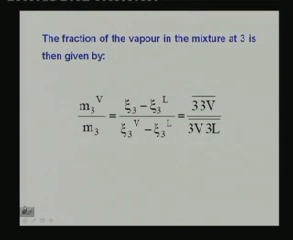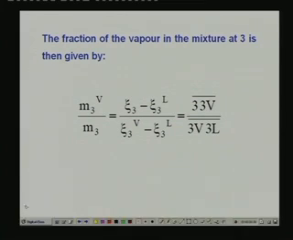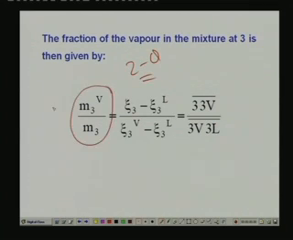And it can be easily shown that the fraction of vapor in the mixture at 3 in the two phase region is given by this expression. That means, this is the mass of vapor to the total mass, which is nothing but your dryness fraction, and this should be (zeta 3 minus zeta 3L) by (zeta 3V minus zeta 3L). So, this is nothing but your dryness fraction.